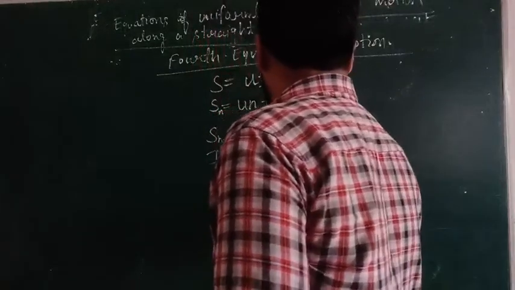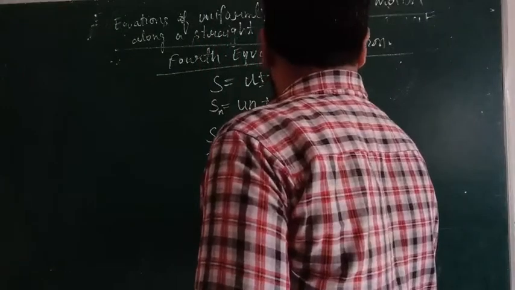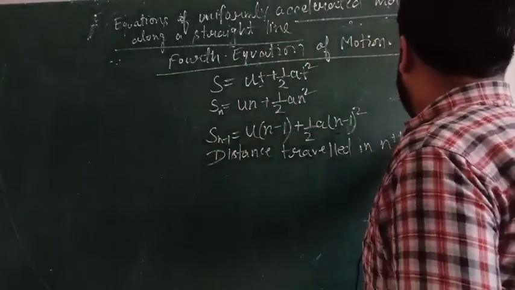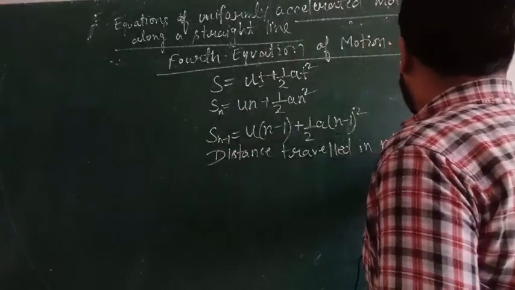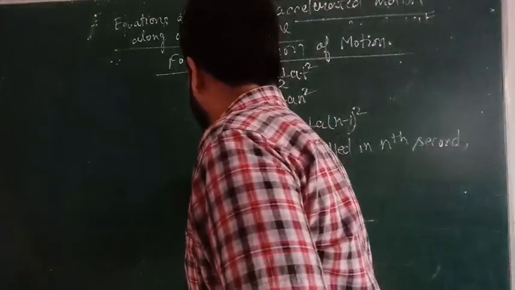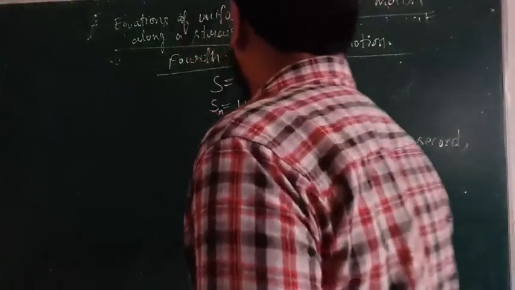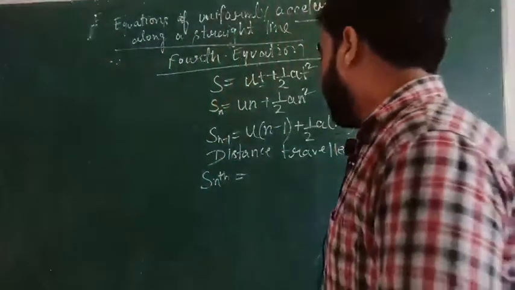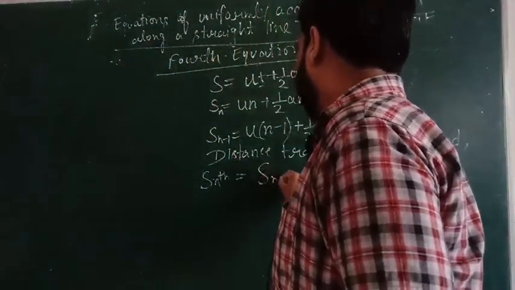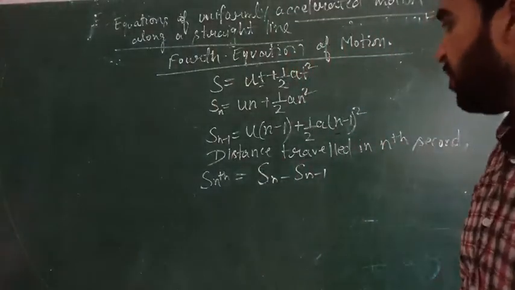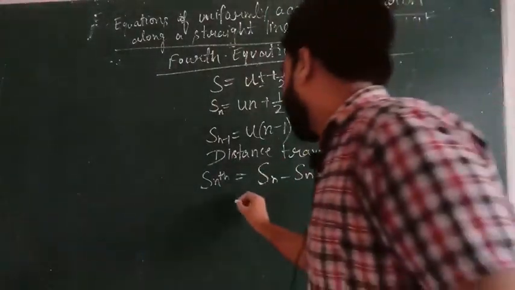distance traveled in nth second. S nth is equal to Sn minus Sn minus 1. So this we should do. Now substitute the value. What is the value of Sn?